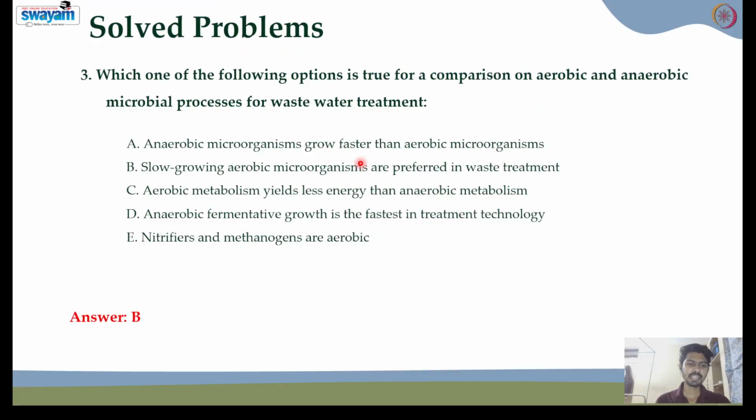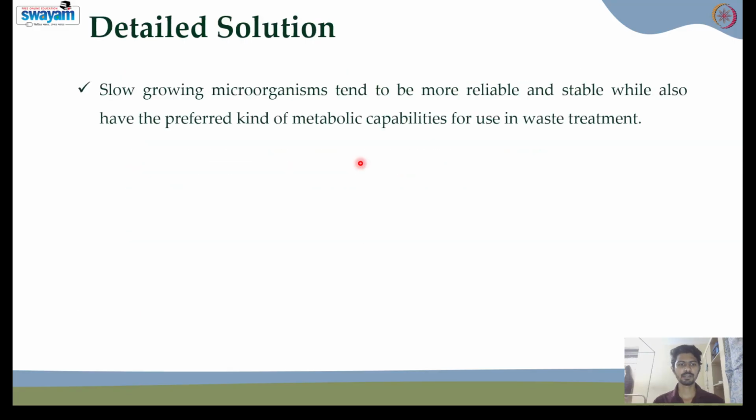The answer is yes, the option B. Slow growing aerobic microorganisms are preferred in waste treatment. Why is it preferred? We will see. The slow growing microorganisms tend to be more reliable and stable. And this stability is one of the important factors to consider in wastewater treatment. So slow growing microorganisms are preferred.